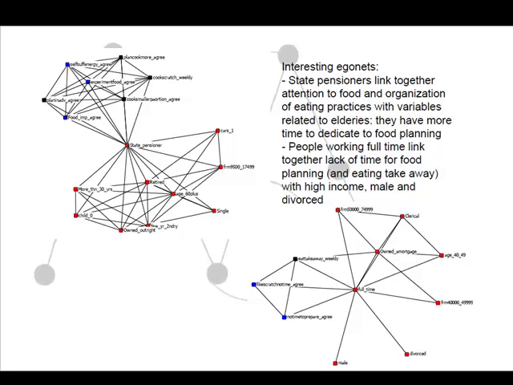While on the other hand, down here you have people working full-time, they don't really have time to do anything. So they tend to eat takeaway food, they have high income, they normally tend to be male and divorced, but then they said they would like to cook from scratch, they don't have time to prepare food in general. So you start seeing different kinds of groups and different kinds of attitudes and behaviors.